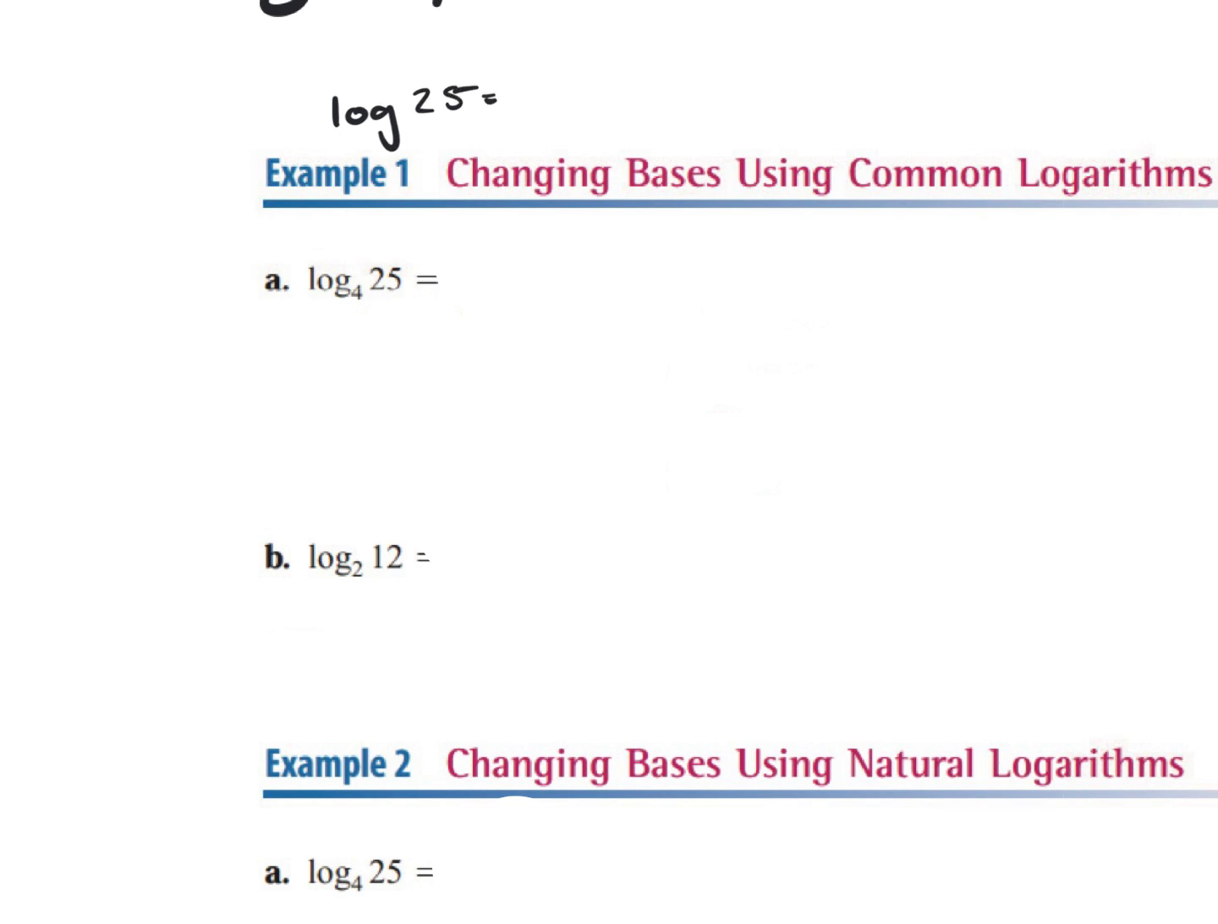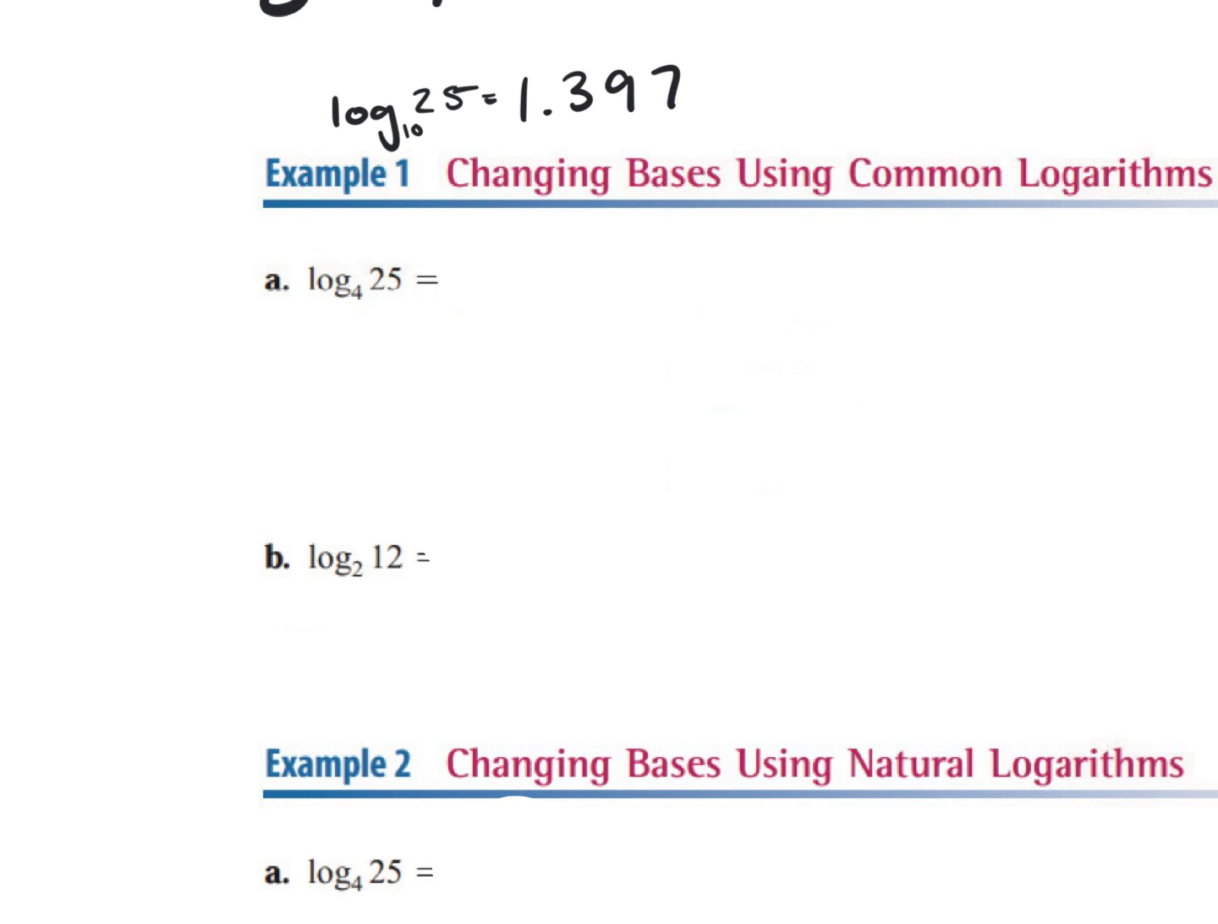You'd get 1.397 if you did this. It doesn't give you the option to change the base. It only does common logs, which is when your base is 10. So if we had the base of 10 every time, that'd be perfect. We can just throw it in the calculator, but that's not going to be the case. Our base isn't always going to be 10.